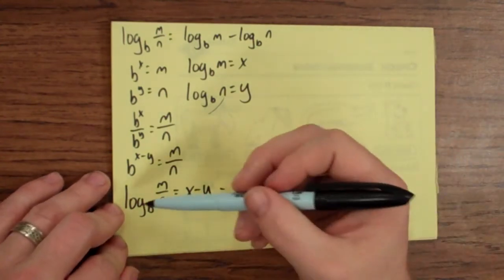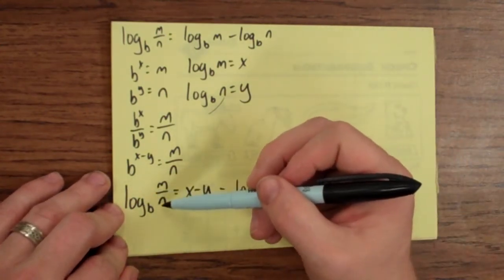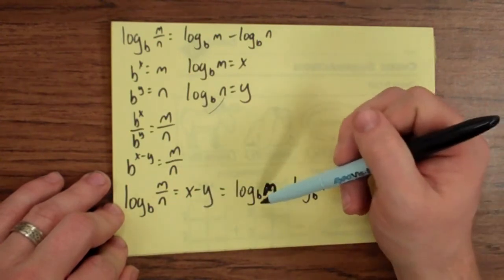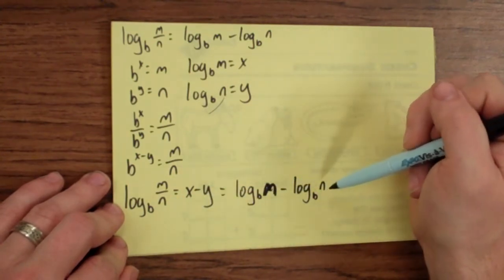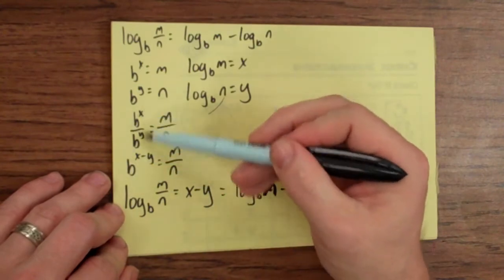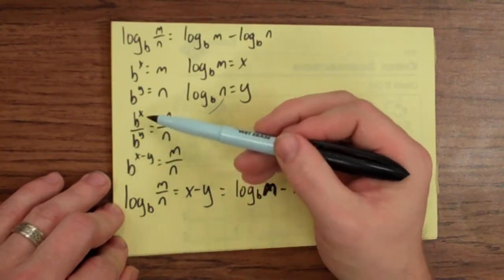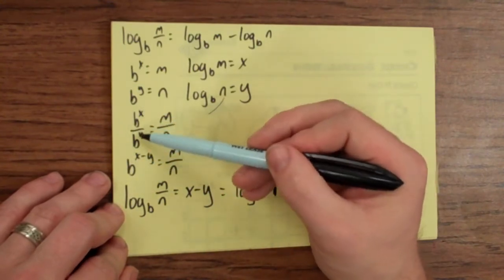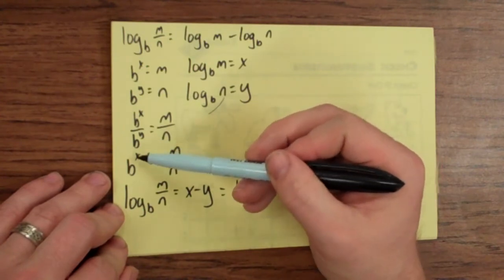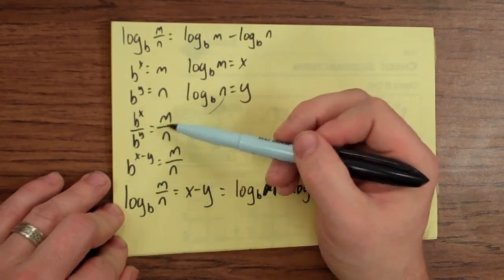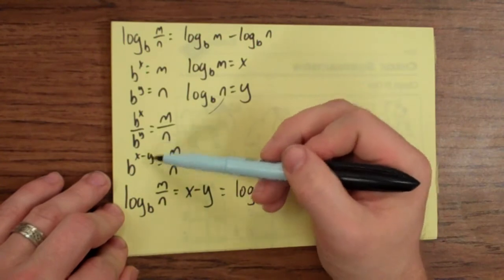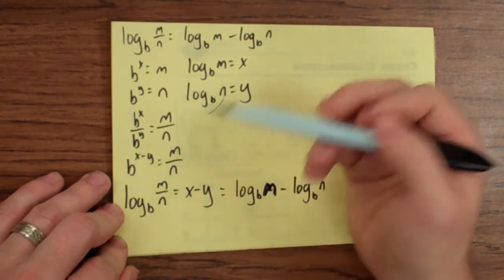Okay, and in words, what's the power of b that gives me m divided by n? Well, it's the power of b that gives me m minus the power of b that gives me n. It's kind of displayed in this step right here, right? Here's b to the power of x gives me m, and b to the power of y gives me n. So the power of b that gives me m minus the power of b that gives me n is the power that gives me m over n.